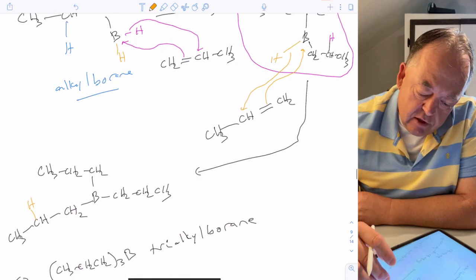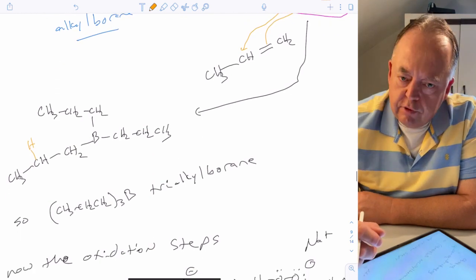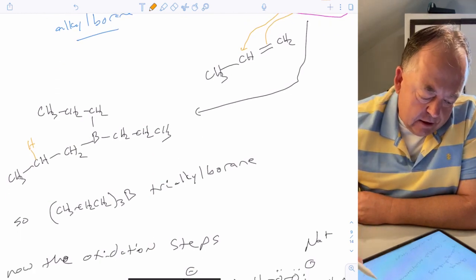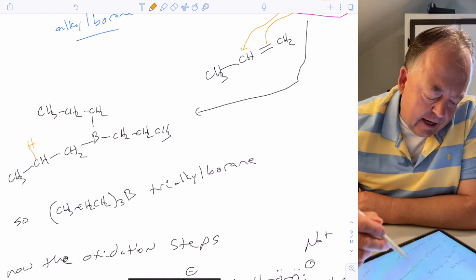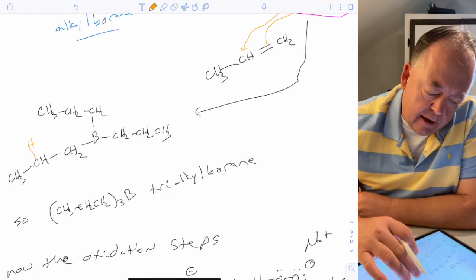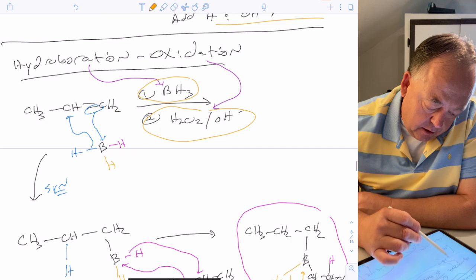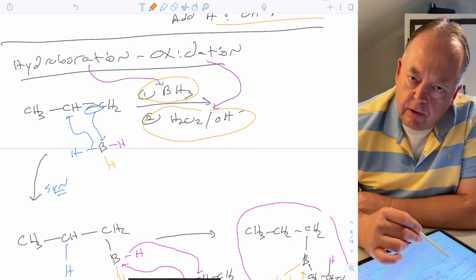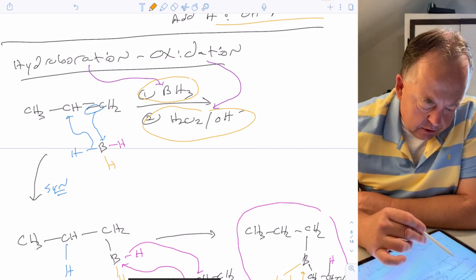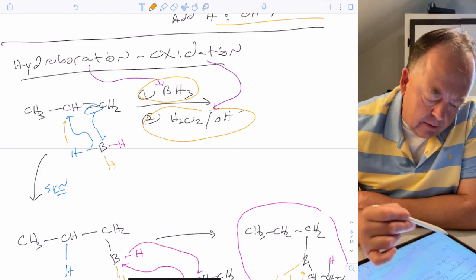So the hydrogen moves there, and now we've got 3 alkyl groups bonded to boron, where the boron added to the carbon with the most number of hydrogens, and the hydrogen added to the carbon with the least number of hydrogens. So this step right here is making this an anti-Markovnikov addition, because hydrogen is going to the carbon with the least number of hydrogens.